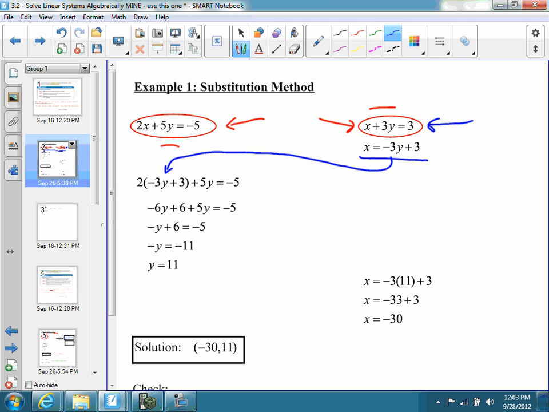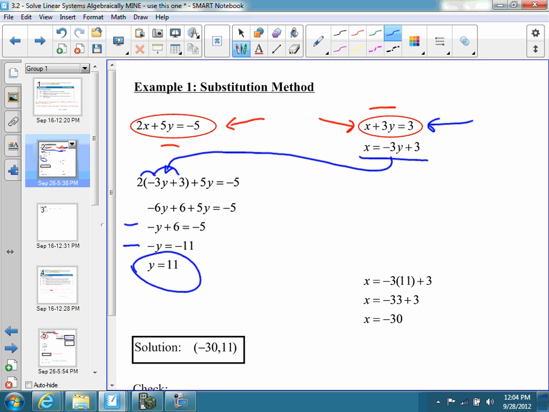So here's the algebra. I distribute my 2 to the negative 3y plus 3, like that, so that you can see it on the video. And I have negative 6y plus 6 plus 5y equals negative 5. I get negative y plus 6 is equal to negative 5. Negative y is equal to negative 11. So y is equal to 11.